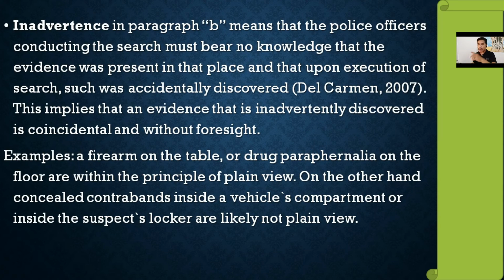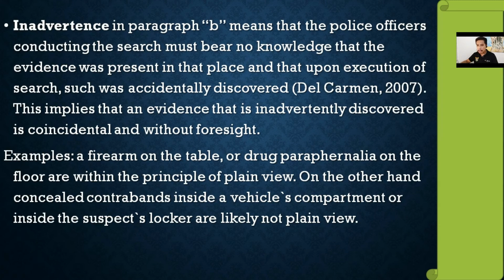So I provided you examples as you can see on your screen. For example, a firearm on the table or drug paraphernalia on the floor are within the principle of plain view. On the other hand, concealed contraband inside a vehicle's compartment or inside the suspect's locker is likely not plain view.